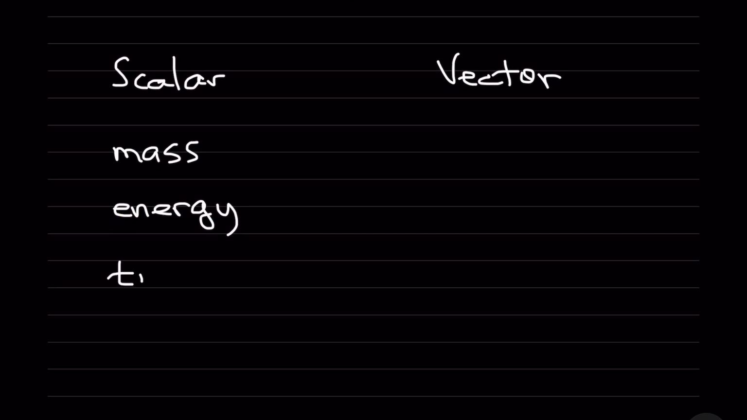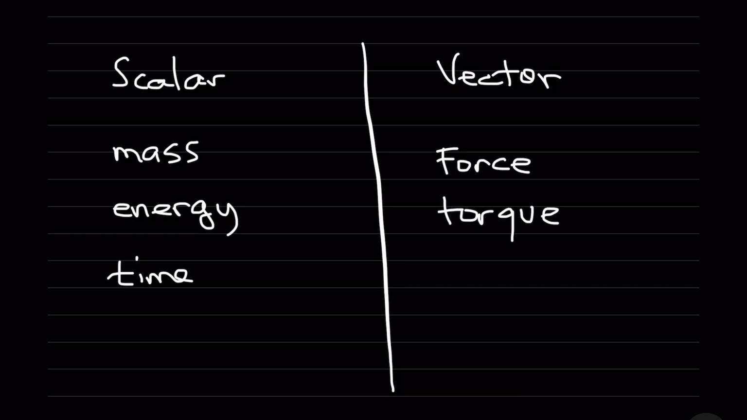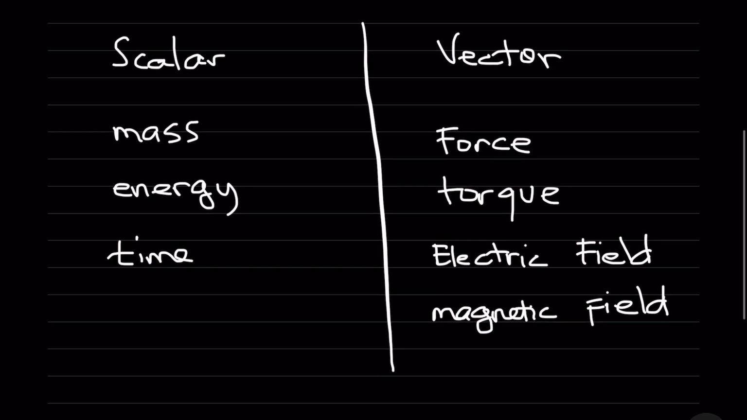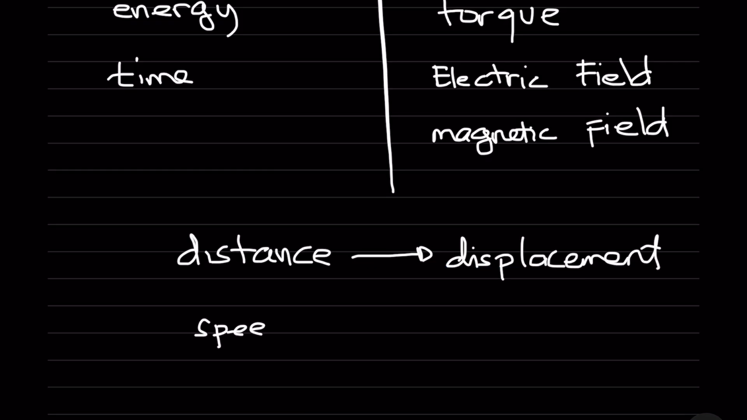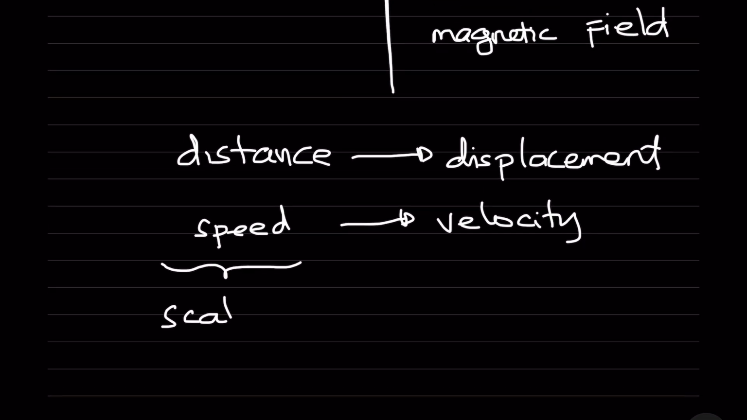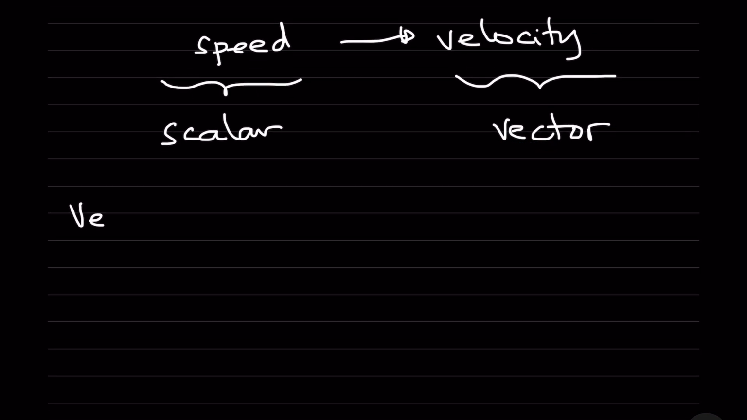Some examples of scalar quantities are mass, energy, and time. So it doesn't make sense to say 2 kilograms to the north or 2 kilograms east because mass doesn't have a direction. On the other hand, some quantities like force, torque, electric field, and magnetic field have direction, and they are called vector quantities. Some scalar quantities can become vector quantities if you add the direction. For example, distance is a scalar quantity, but if you add the direction, it becomes displacement, which is a vector quantity. The same is true for the case of speed and velocity.